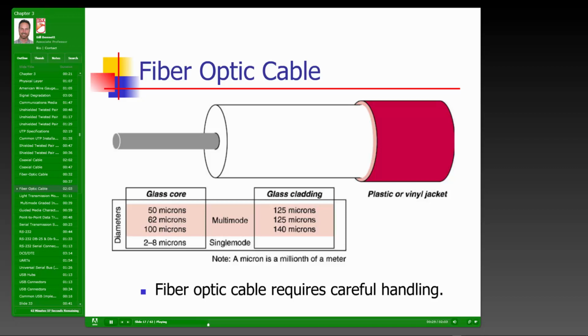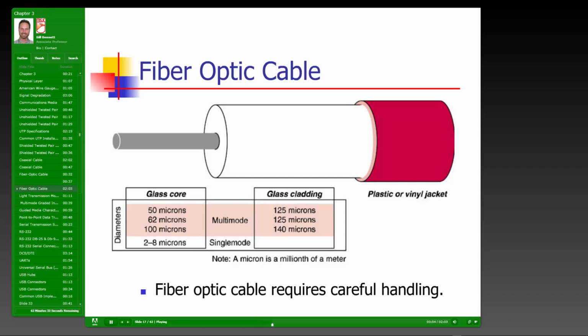And then around the glass core is the glass cladding, which actually at the center of that glass cladding has reflective properties, and so that makes sure that the pulses of light that are traveling down the glass core remain in the glass core and don't get dispersed out from the glass core and outside of the cable.